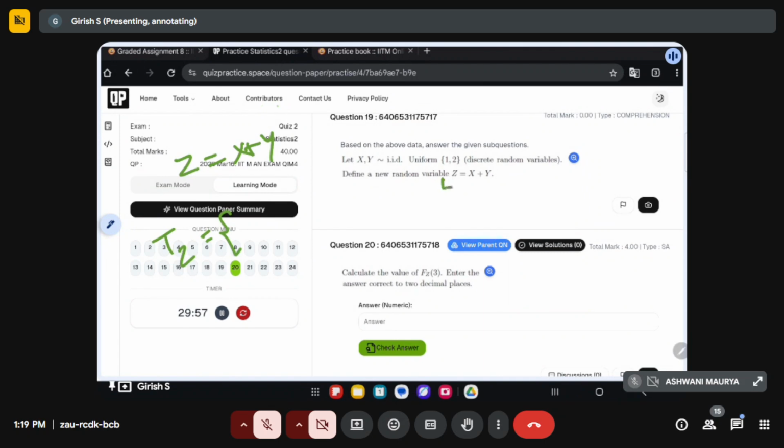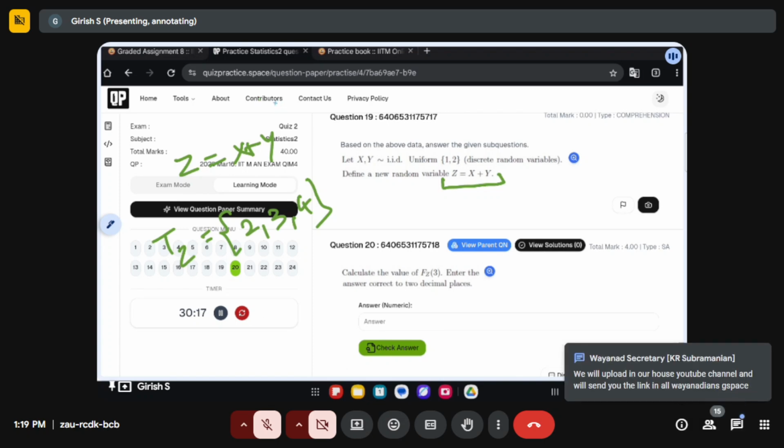Z is given to be x plus y, and x and y are uniformly distributed. X takes values 1, 2, and y takes values 1, 2. What are the possible values Z can take? It's 2, 3, 4. Z can't take 1. The minimum value is x minimum plus y minimum, which is 1 plus 1, 2. The maximum value is x maximum plus y maximum, 2 plus 2, 4.